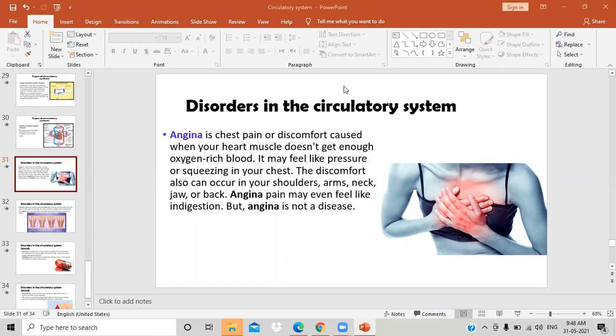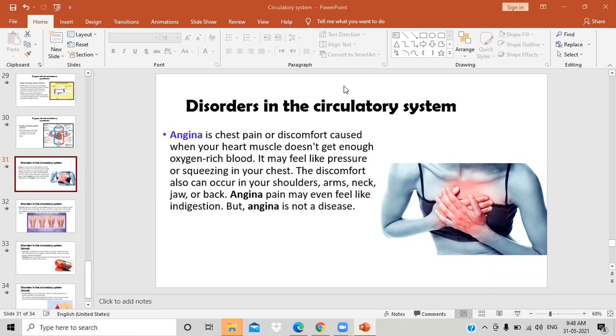Now, what we're going to talk about is the disorders that affect your circulatory system. Now, what is your circulatory system made of? It is made of your heart, your blood vessels, and the liquid that runs inside your vessels, which is the blood. So this is the circulatory system. Anything that affects any part of the circulatory system will be considered a disorder or a disease that is related to the circulatory system. It's not only the heart, it's not only the blood vessels, and not only the blood.